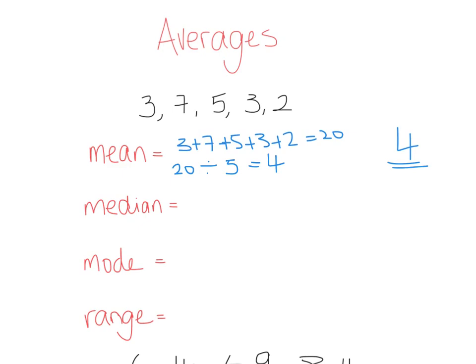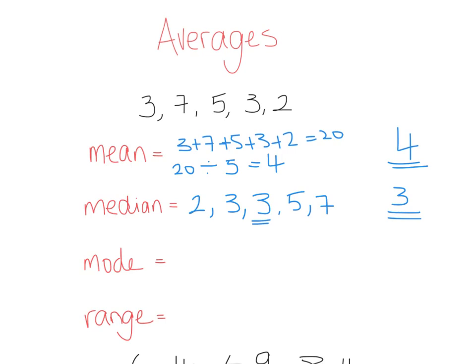Now the median is the one in the middle, but in order to do that, you must put them in order first, okay? So from smallest to biggest. So we're going to say 2 is the smallest, followed by a 3 and a 3, followed by a 5, then followed by a 7. Now clearly the 3 is the one in the middle, so 3 is the median.